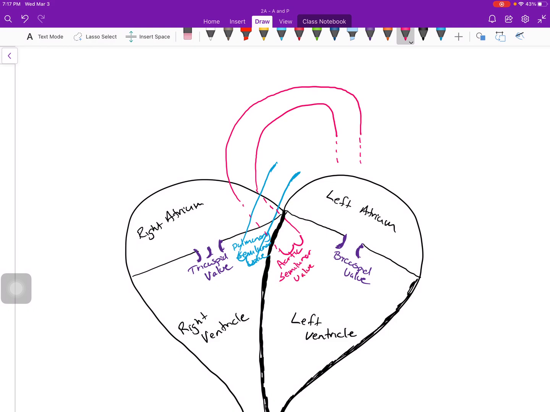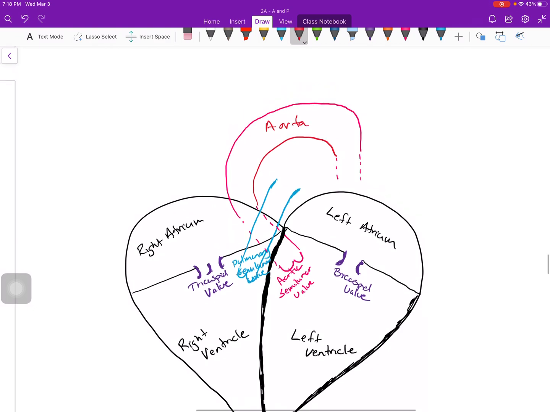So this is, let's see if I can kind of, oh, I didn't really want to do it all that way, but let's see if we can't make that a little bit neater here. Okay, a little bit thicker there. Okay, so that's my aorta. And at the top of the arch, it has 3 other arteries that go off of that.